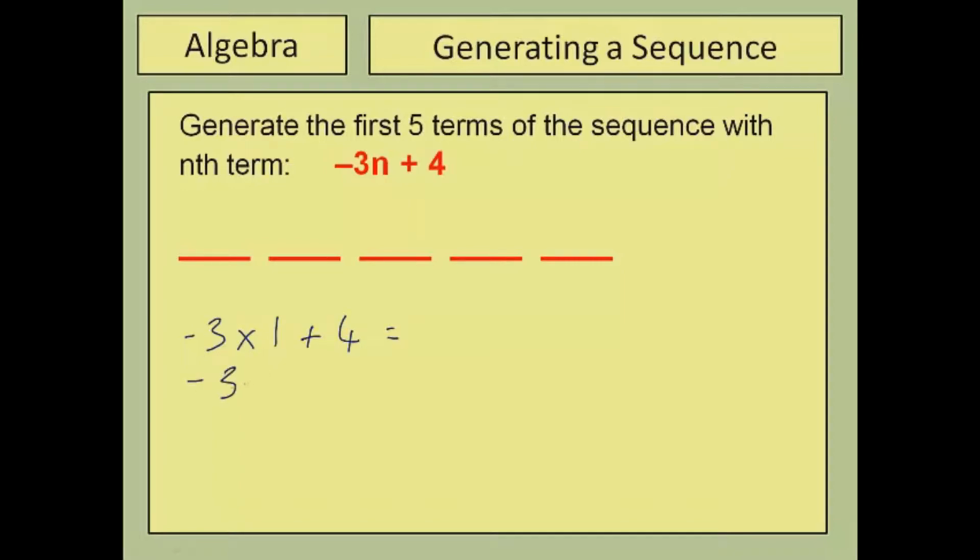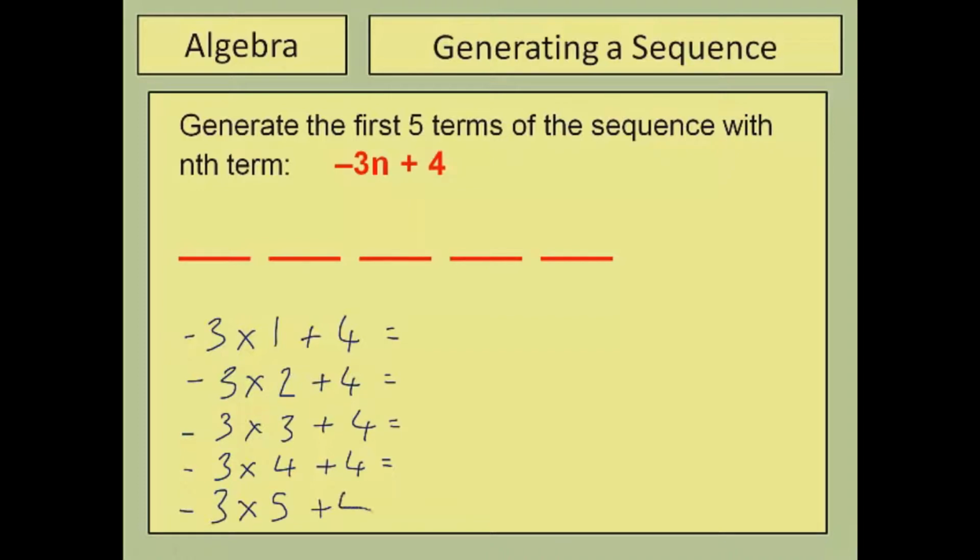Then we'll want minus 3 times n, but this time n is 2, plus 4. Then minus 3 times 3 plus 4. Minus 3 times 4 plus 4. Minus 3 times 5 plus 4.